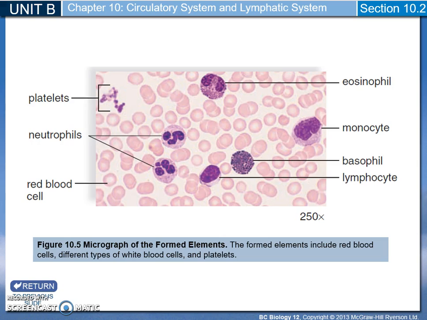So here would be a small section of blood, a blood sample, magnified 250 times under a light microscope, and you can see the different kinds of leukocytes. You can also see some platelets there. So we have neutrophils, there's a lymphocyte, a basophil, a monocyte, and an eosinophil.